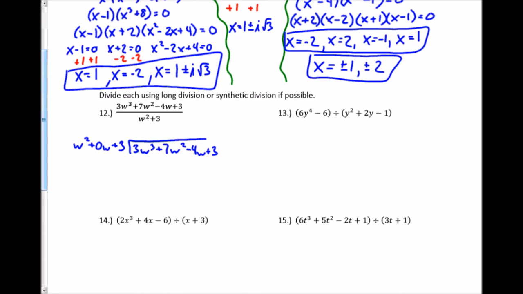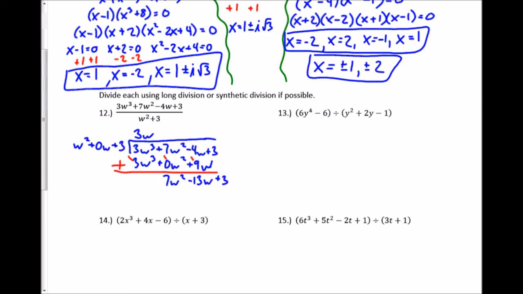So now I just compare the first terms. W squared times what will give me the 3w cubed, and that's a 3w. So I multiply the 3w by what's out front, which means I'm going to have to use my distributive property. And when I do that, it gives me the 3 terms of 3w cubed plus 0w squared plus 9w. I'm going to subtract this whole thing, which again, subtracting is the same as adding the opposite. So when I do that, it gives me a 7w squared minus 13w, and then I bring down the next term, which is the plus 3.